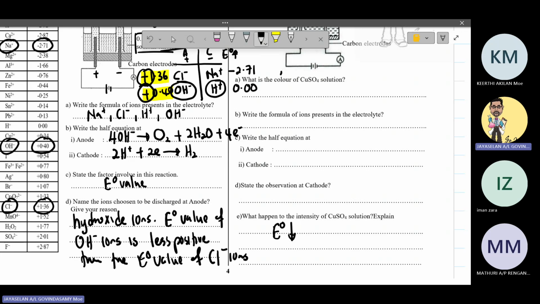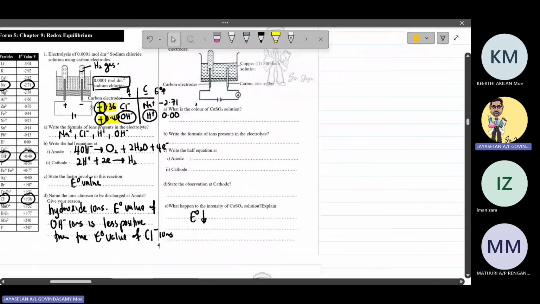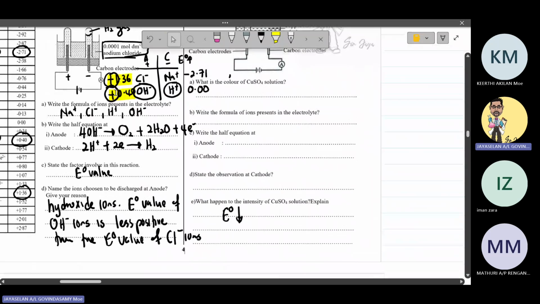Any question? How do you write it in Malay? Ion hidroksida, one mark. Kerana nilai E0 ion hidroksida adalah kurang positif berbanding dengan nilai E0 ion klorida. Any question so far? No question? Okay. So this one we will do in the next class. Next class I need to finish up this electrolysis.